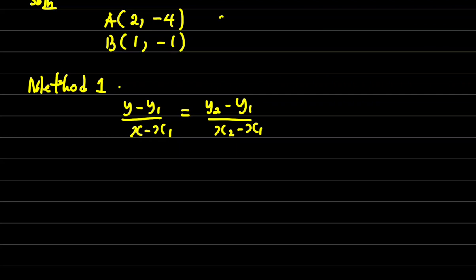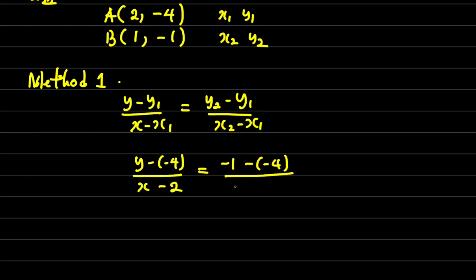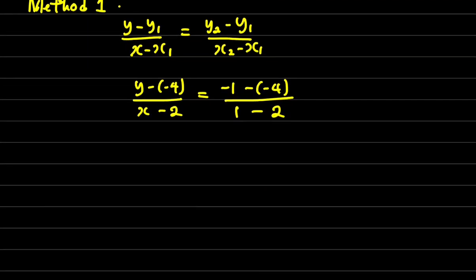Now in this case, we can make this our (x1, y1), then this is (x2, y2). The order doesn't matter, you can change it either way, but it will still work. And so I'm going to have y minus y1, where y1 is -4, over x minus x1, which is 2, is equal to y2, which is -1, minus y1, that is minus -4, over x2, which is 1, minus 2. So we're good to go.